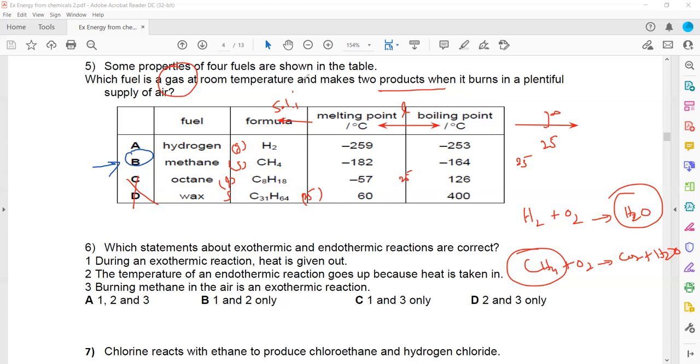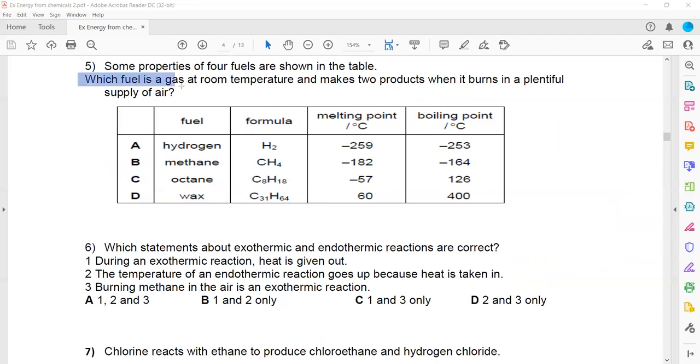So when we compare, in the question they're asking two things: which fuel is a gas and which makes two products. Which one is a gas? When we check, room temperature is 25, so 25 for hydrogen will be after the boiling point. For methane, it is after the boiling point. For octane, it is between the melting and the boiling point. And for wax, it is before the melting point. So octane will be liquid and wax will be solid, so they cannot be an answer. We are left with hydrogen and methane.